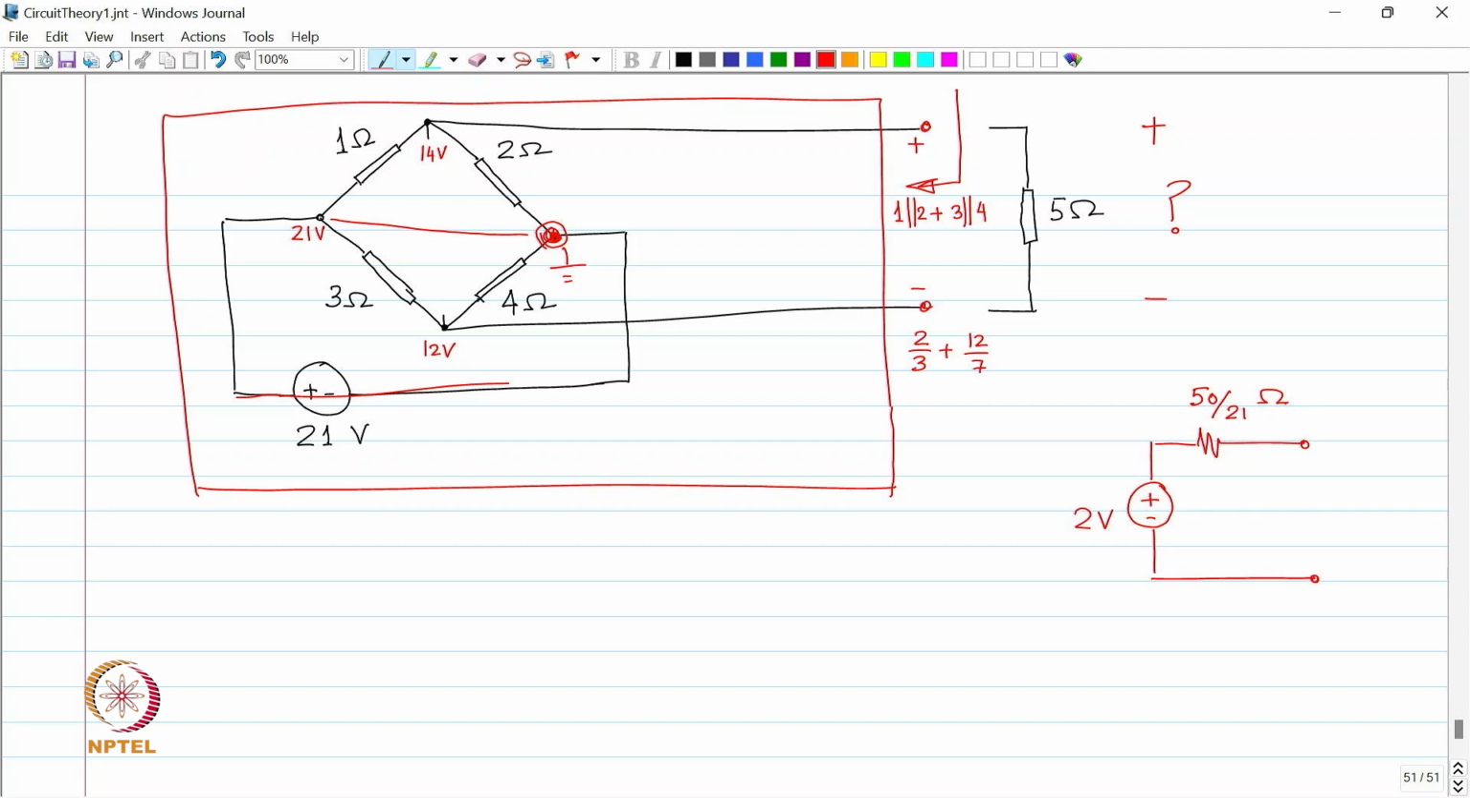Now, our model is built and we bring the 5 ohm resistor back into the picture. Where was the 5 ohm resistor? Between at this port. And now, this problem is straightforward. So, your answer to your question is 2 into 5 divided by 5 plus 50 by 21, whatever that is.